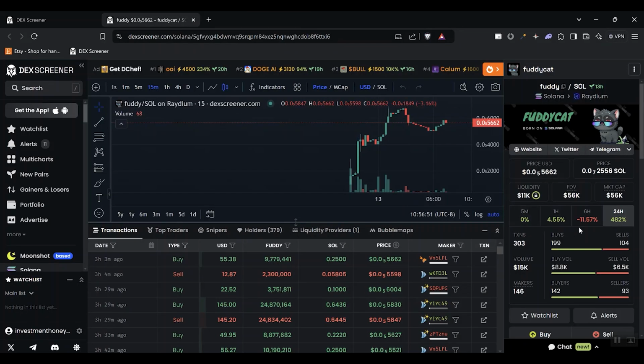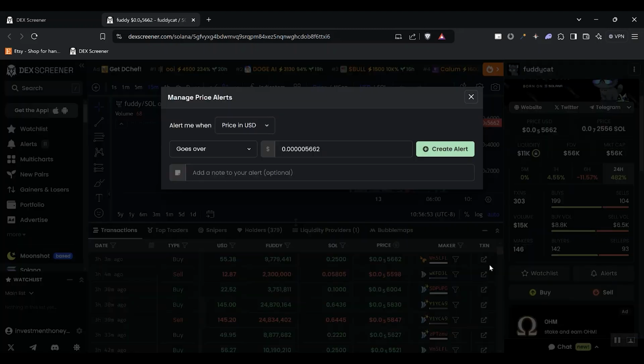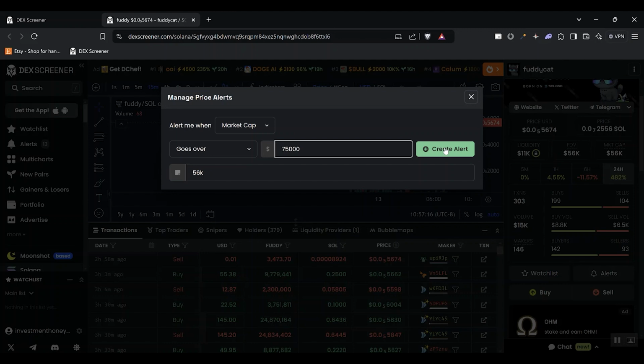So we're going to set some alerts. We're at 56K, so we're going to go straight to our market cap, goes over. Let's mark this real quick at 56K. So goes over, I don't know, let's say 75K. Oops, I've got to keep remembering, I can't put K in there. It will only allow you to put the numbers in. Sometimes I put K in because my bot will allow me to just put K, and it knows what it means.